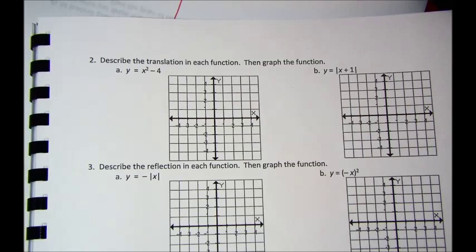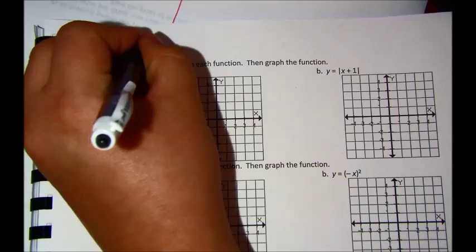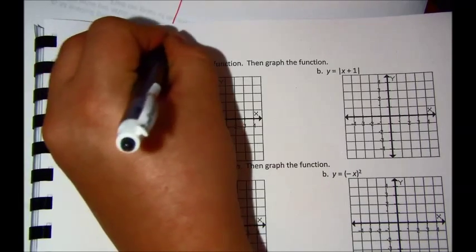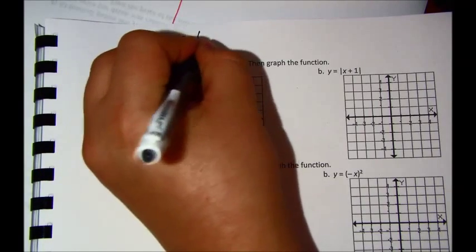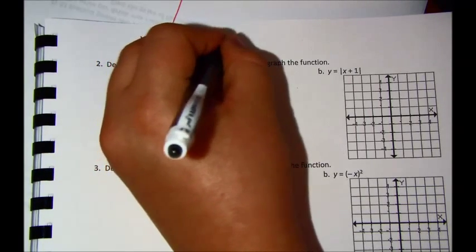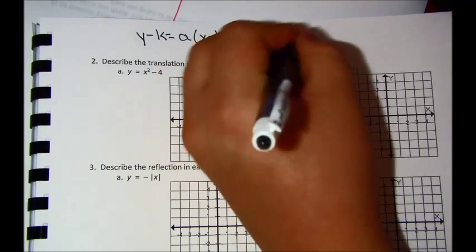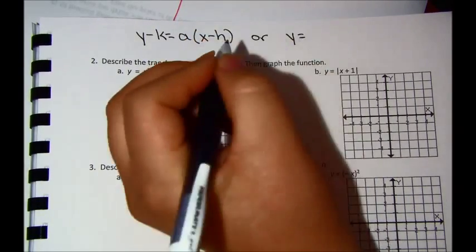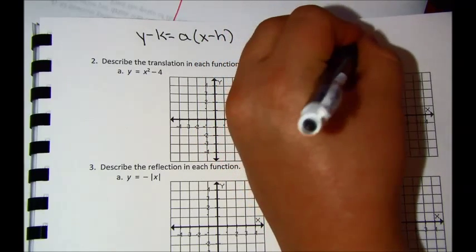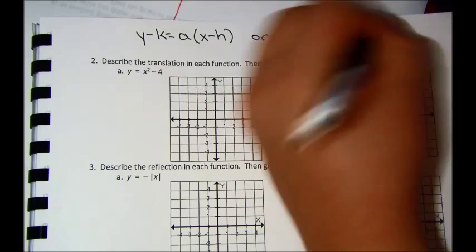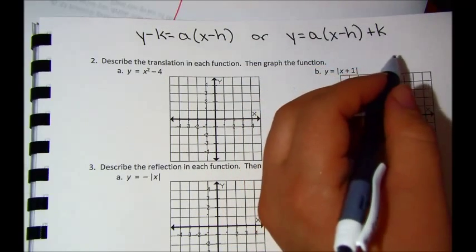Quadratic. Now there's two forms of the basic equation that helps us find h, k, and the a value, which is the dilation factor. The first equation, we have y minus k equals a times parentheses x minus h. Or you may see the same equation just rearranged a little bit to look like this: y equals a times x minus h, plus k. We saw this equation yesterday.